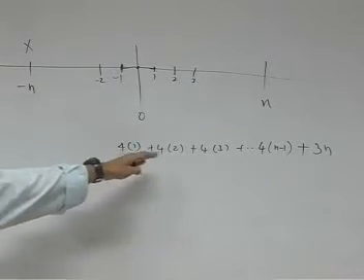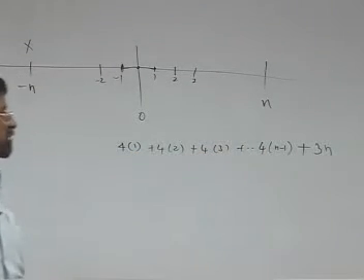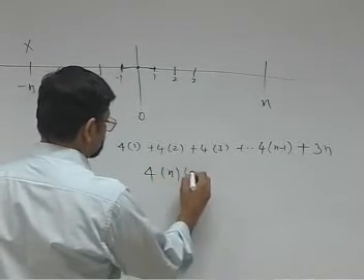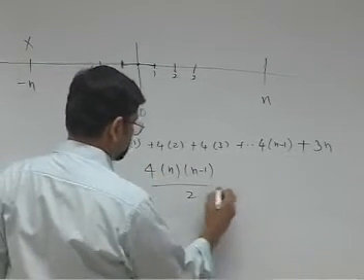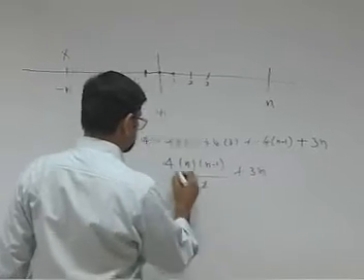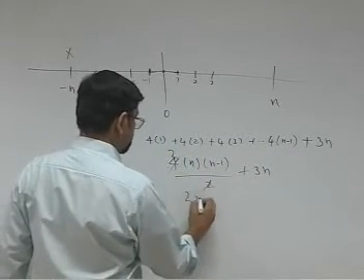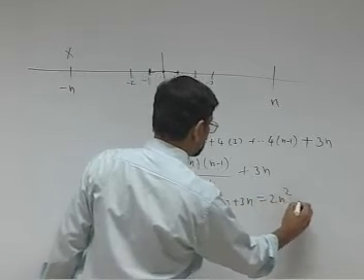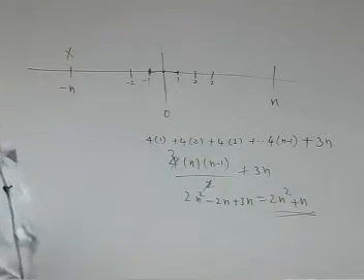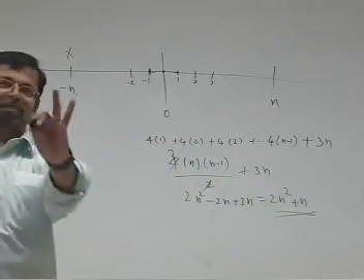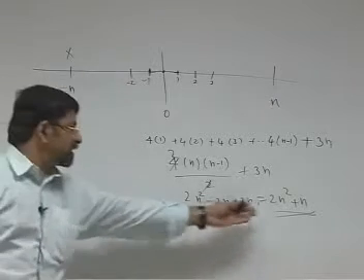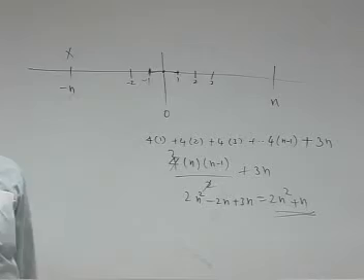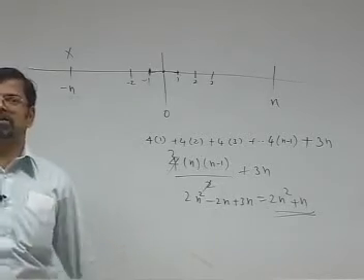So 4 into 1 plus 4 into 2 plus 4 into 3 plus up to 4 into n minus 1, plus 3n. This is 4 into (n minus 1)n by 2 plus 3n. This is 2n square minus 2n plus 3n, which is equal to 2n square plus n. Anyway, your answer that it is order n square is perfectly valid, but what I have done is some exact calculation.